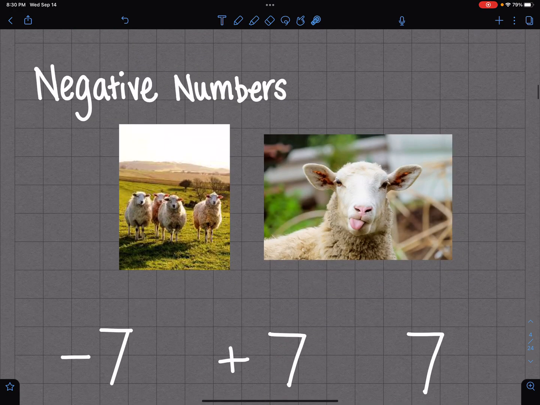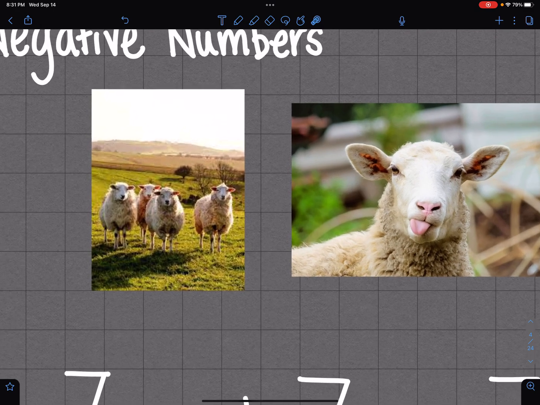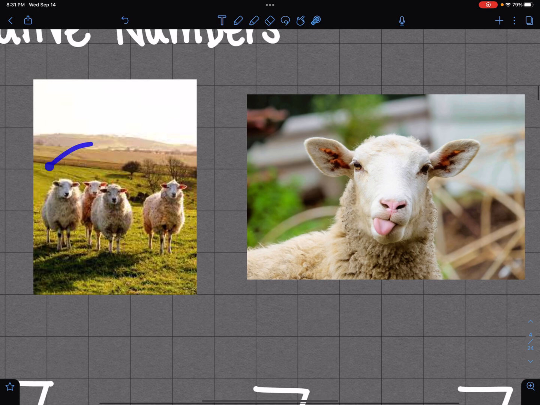Negative numbers are interesting too, and I put some pictures of sheep here because the chapter kind of talks about how ancient people didn't have a concept of negative numbers. For example, you can't own -10 sheep. So they understood that you could own 4 sheep, like in this picture, or one cute sheep here. Look how cute that picture is of that sheep. It's adorable. Oh my goodness, and so silly.